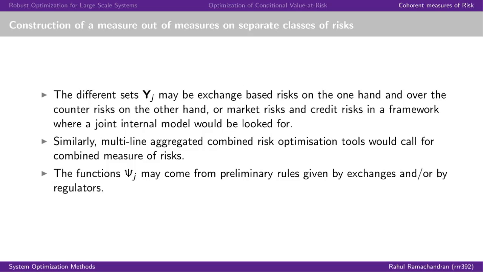We are finally on the last slide. We talk about constructing measures out of measures on separate classes of risks. Different sets Yj may be exchange-based risk, market risk, or credit risks in a framework where a joint internal model would be looked for. Similarly, multi-line aggregated combined risk optimization tools would call for combined measures of risks. The function Psi may come from preliminary rules given by exchanges and/or regulators.